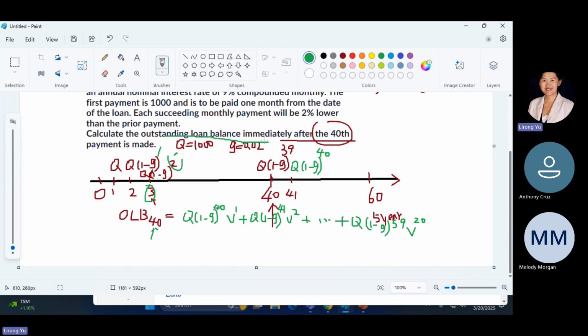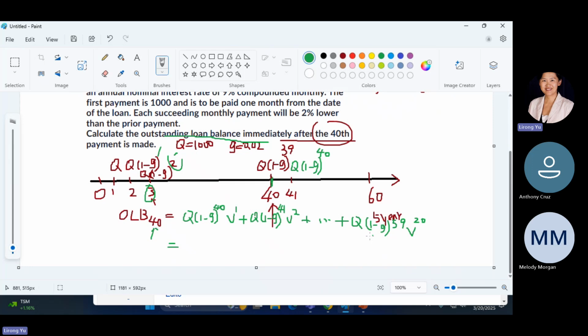The outstanding loan balance has two methods: either the present value of all your future payments, or the future value of all your past payments subtracted from the future value of the loan balance, the current value of your loan balance. There are two different methods, and we're using the prospective method, just calculating the current time 40 value of future payments.